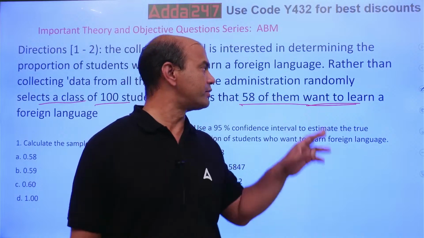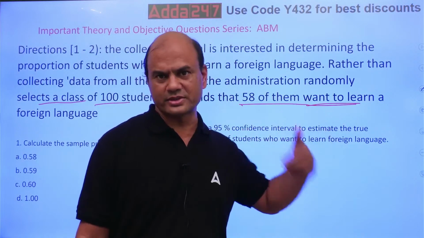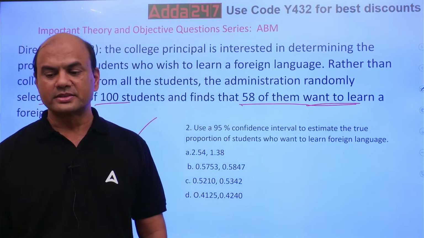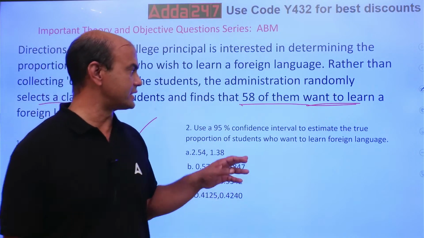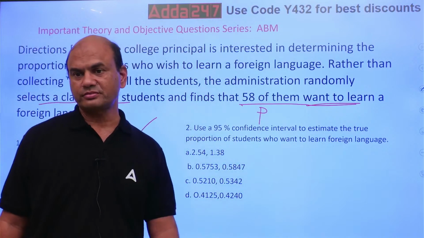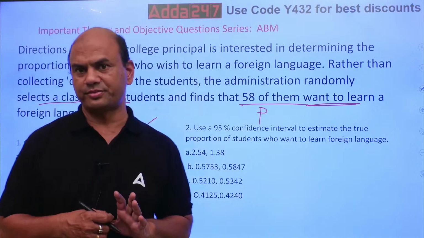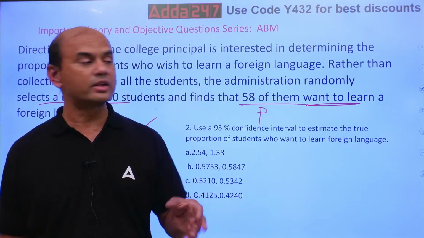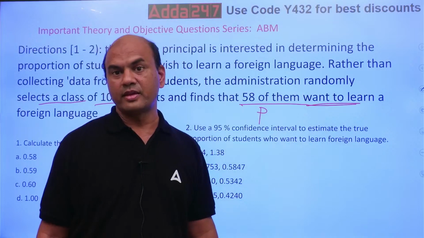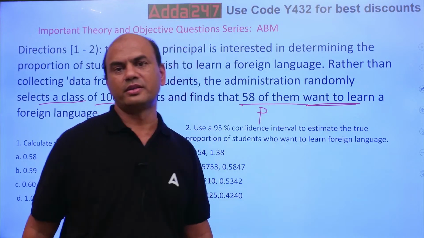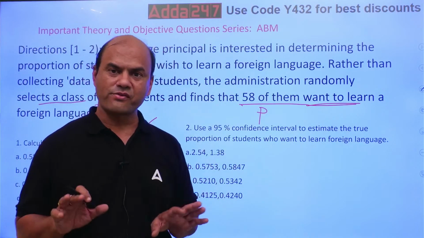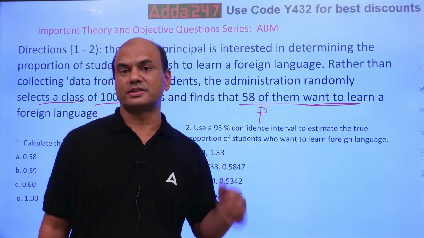I'll explain you. Suppose they have asked you who want to learn. So what will be the success then? Success will be who wants to learn. So success is known as P. So P equals who wants to learn. Now if they had asked you who doesn't want to learn, if the question would have been 58 of them do not want to learn, then the success would have been who do not want to learn. So success doesn't depend on what you think. Passing is success, no. What is required in the question is success.